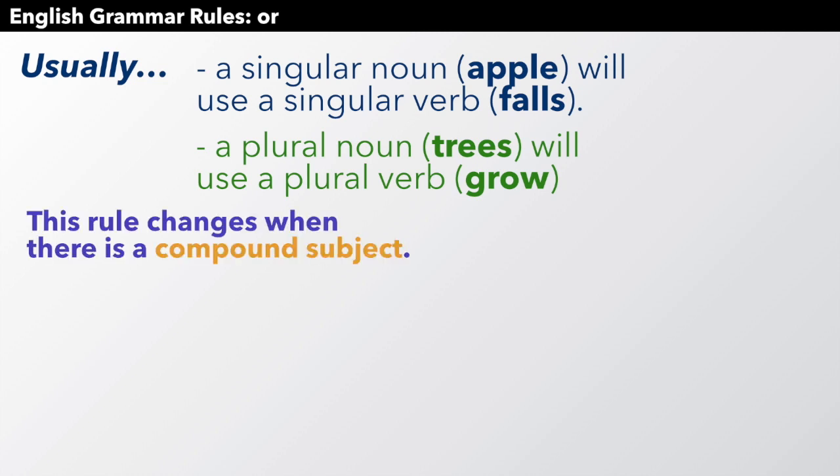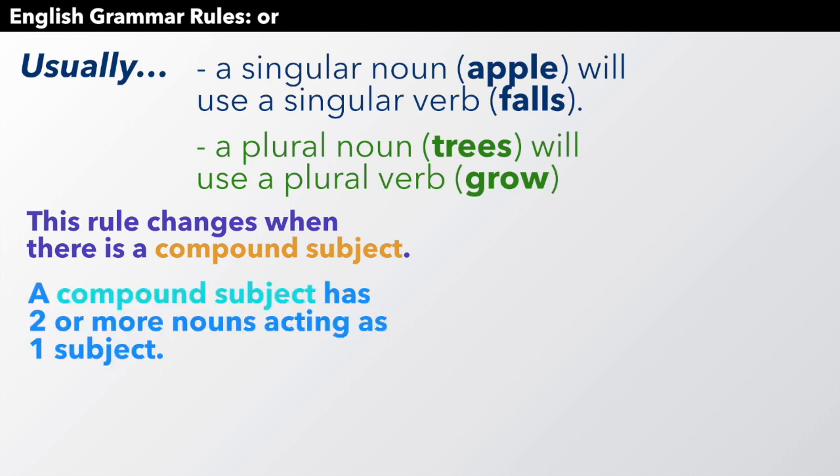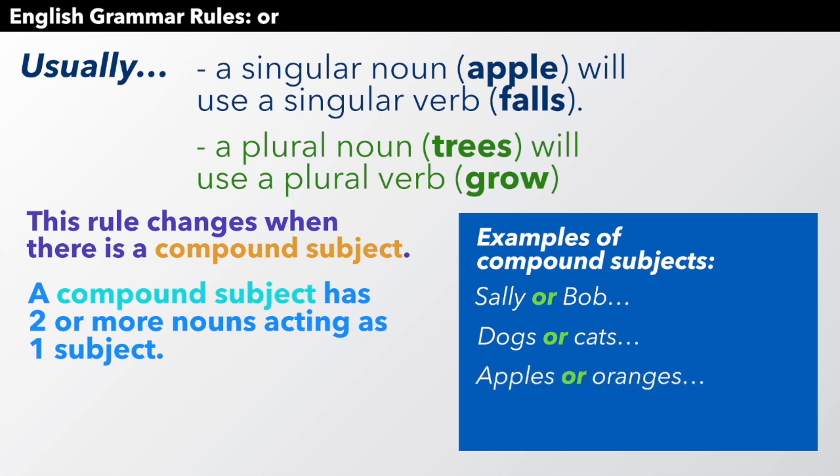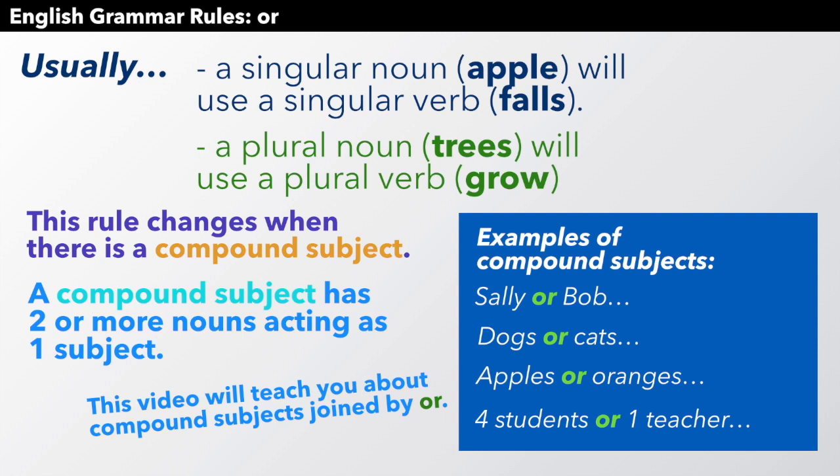But this rule changes when there is a compound subject. A compound subject has 2 or more nouns acting as one subject. Here are some examples of compound subjects. Sally or Bob. These are 2 different people, but it's one subject. Dogs or cats. Apples or oranges. 4 students or 1 teacher. This video will teach you about compound subjects joined by or.